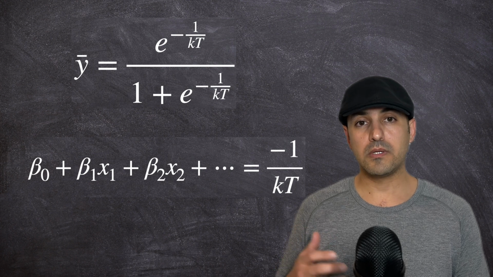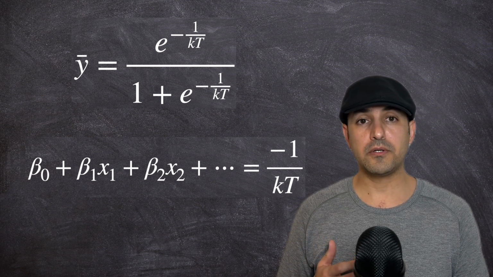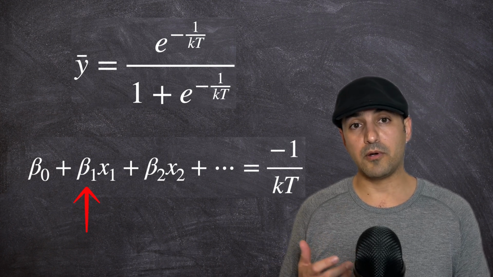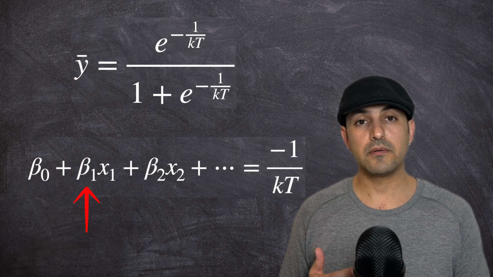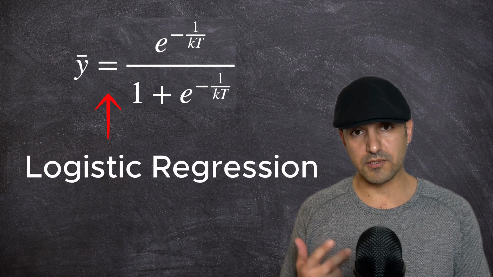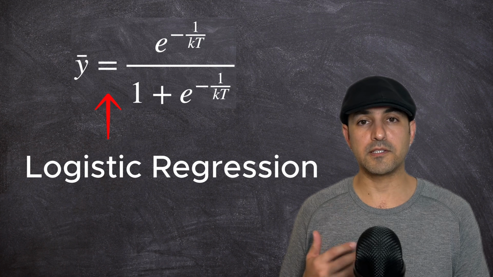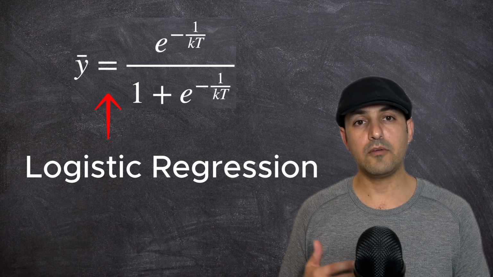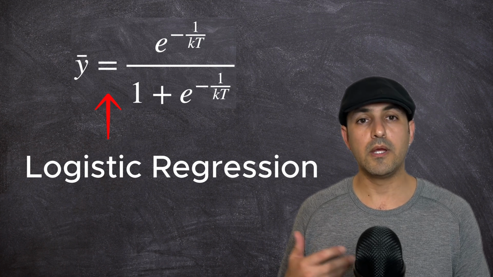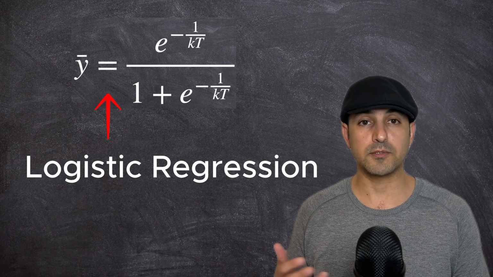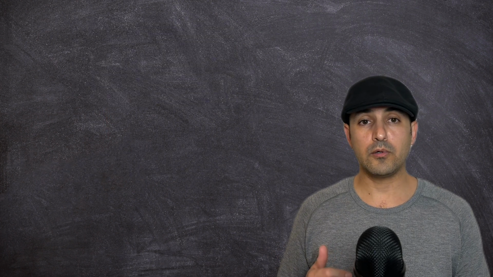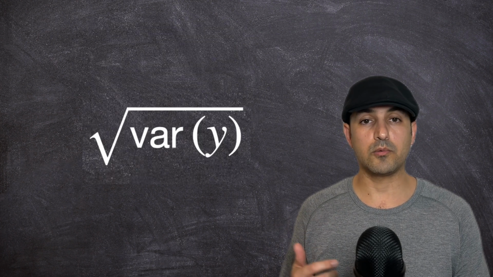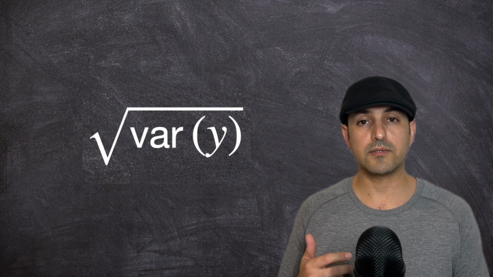Now let's assume, as we will discuss in the future, we have estimated the beta parameters using the spreadsheet data. We can then use this logistic regression model to predict the expected value of y if we collect data about the x1, x2 and other columns of the spreadsheet. The error on our prediction is equal to the square root of the variance of y.